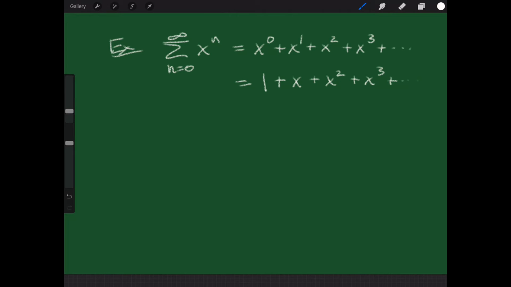When I look at this power series, 1 plus x plus x squared plus x cubed, what I notice is every time I'm multiplying to get to the next term, I'm multiplying by the same thing. I'm multiplying by x every time. And so I recognize that this is a geometric series.